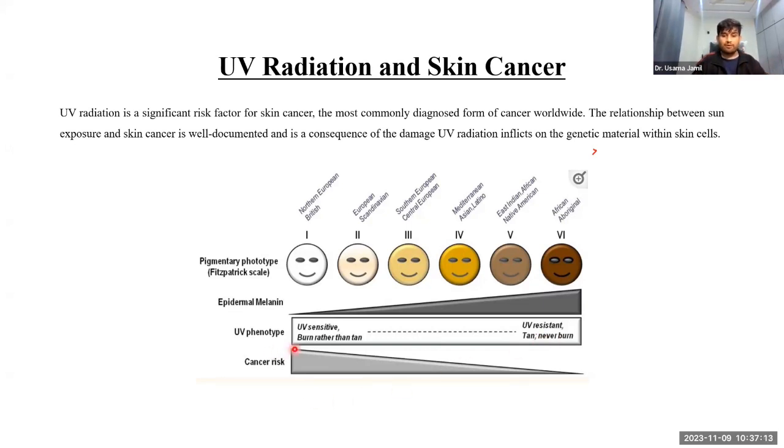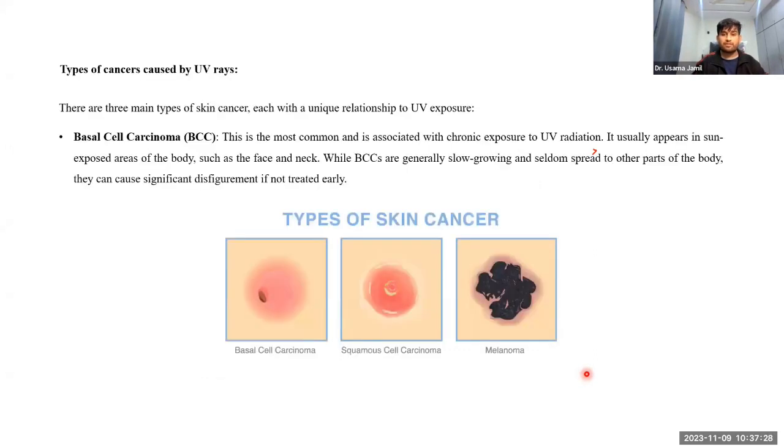So the cancer risk is also shown in this graph. The risk of skin cancer will be maximum in this race or this locality, and minimum in this locality. So moving to the next topic, next slide: types of cancer caused by UV rays.